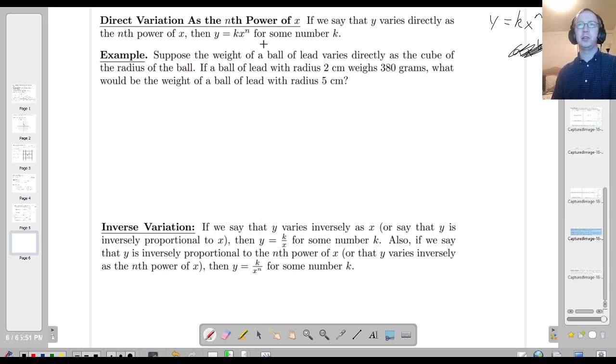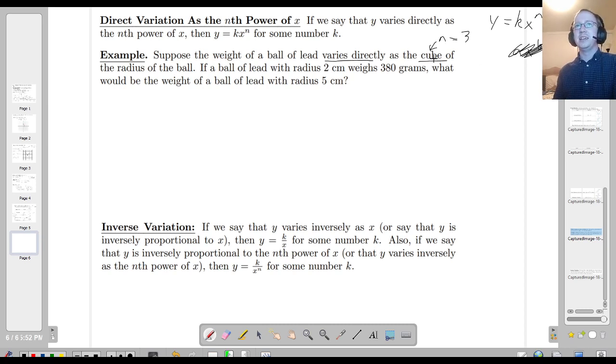Let's stop right there. Varies directly. That tells me it's going to be one of those two things. Is it normal vanilla direct variation, or is it varying directly as the nth power? If we keep reading, it says as the cube of the radius. Notice it doesn't actually say the phrase nth power. Instead, that is a specific power. That is the third power. Because we read it carefully, we notice this is direct variation as the nth power.